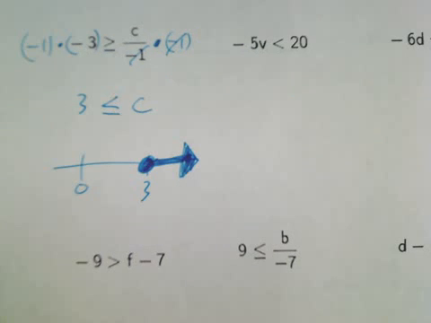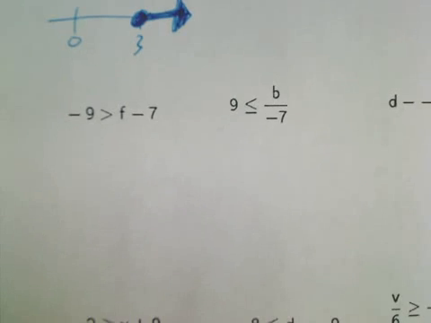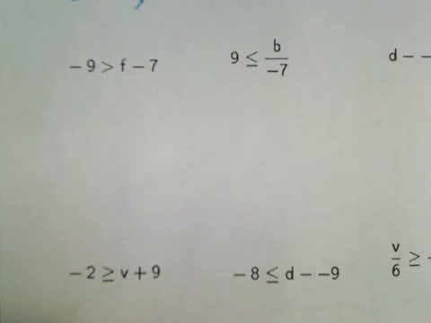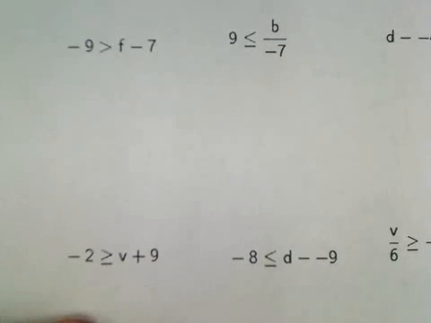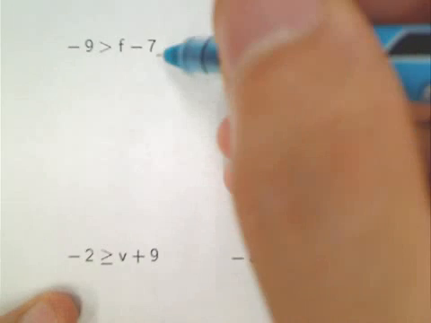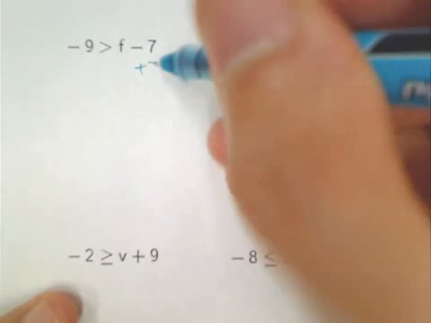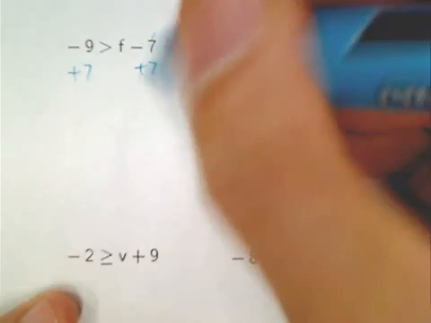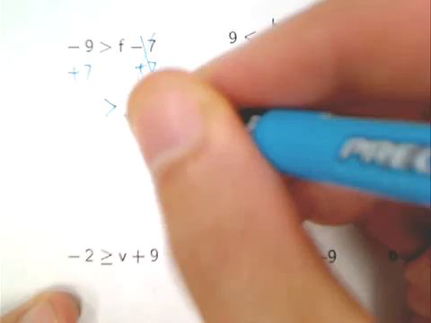Okay, let me just do one more, and then I'll shut up. Okay, so here I have f minus 7. To get rid of minus 7, I'm going to plus 7. You always look on the side with the variable. Okay, so negative 9 plus 7 is negative 2.